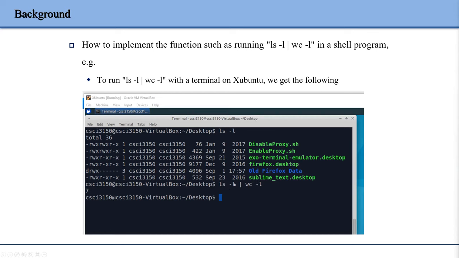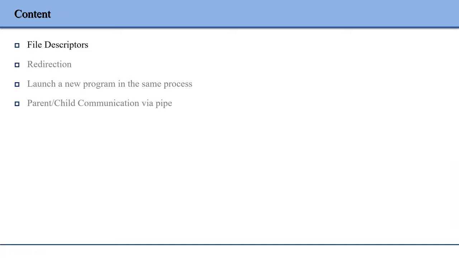And here for ls -l and wc -l, if we want to execute the two commands concurrently, the pipe is a very efficient, very useful way for us to deliver such data. So basically, what we need to do in this tutorial, as well as in our assignment one, is achieving inter-process communication by the pipe interface using C programming. So firstly, we need to understand several aspects about the implementation, like file descriptors, the redirection, and how to launch a new program in the same process, and also the communication between the parent and the child process through pipe.